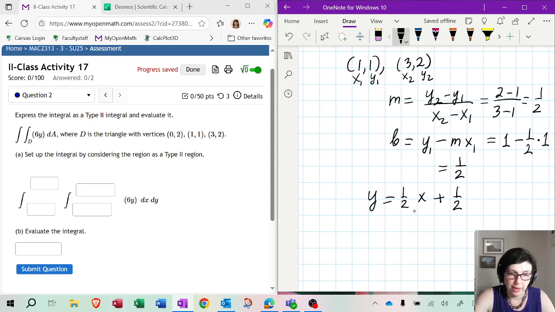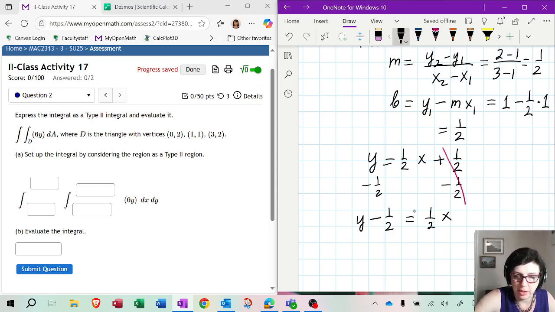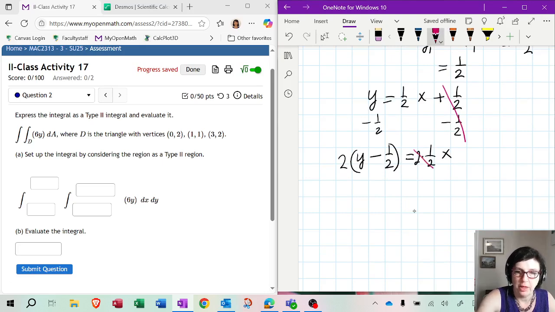But we still have to also re-express this as x equals something of y. Okay, so let's subtract 1/2 from both sides. So we're going to get y minus 1/2 equals 1/2 x. So this is going to cancel here. And then the last step to solve for x is multiply both sides by 2, right? So that this 1/2 cancels out over here. And then we distribute the 2 to both terms, and that gives us 2y minus 1 equals x.